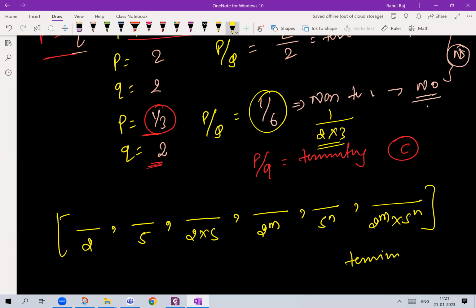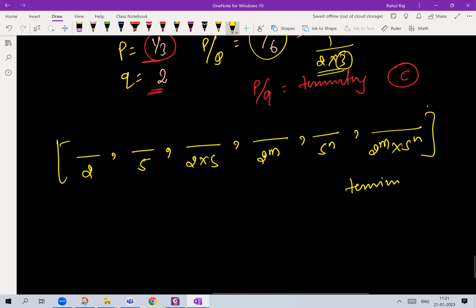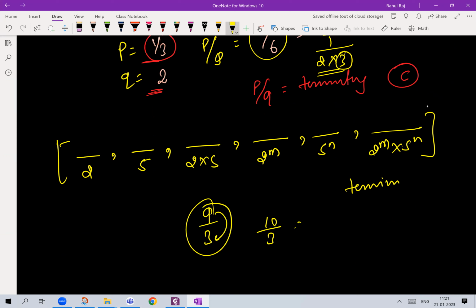6 is nothing but 2 cross 3. The moment there is a 3 in the denominator, I can straight away say it's non-terminating. Now you can say, Rahul, 9 by 3 is terminating. But please understand that 9 is a multiple of 3. That's the reason it is terminating. But if you do 10 by 3, it is 100% non-terminating. You don't have to divide it at all.